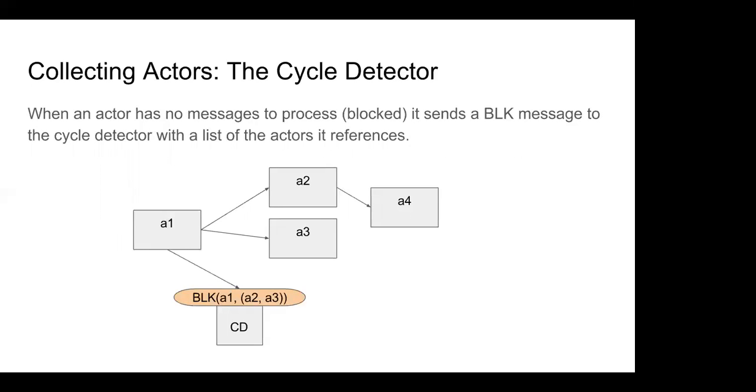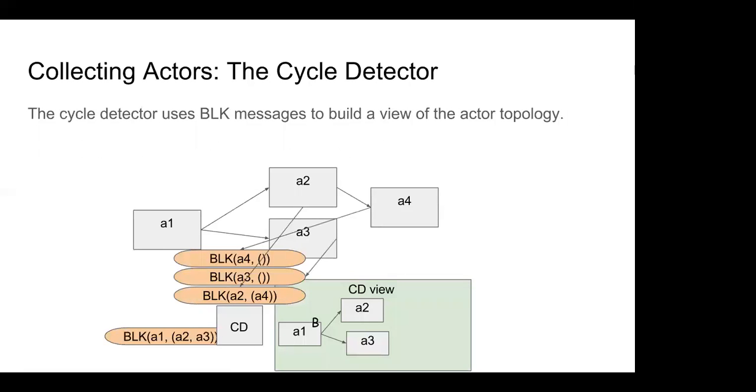So down here we have this graph of objects, A1, A2, A3, and A4. And A1 is blocked, so it sends a block message to the cycle detector. The cycle detector uses that message to start creating a graph, its own view of the actor graph. And in the meantime, actors A2, A3, and A4 have also sent blocked messages to the cycle detector because they are also blocked.